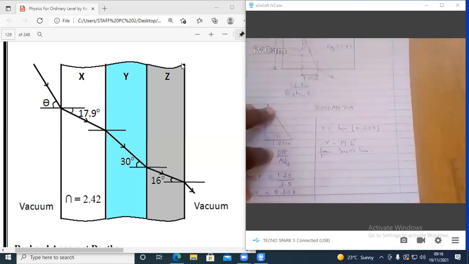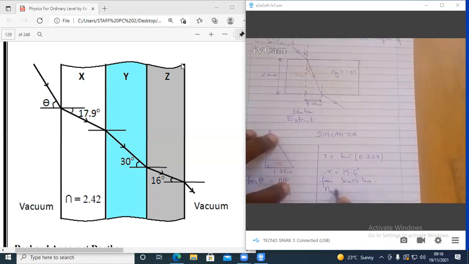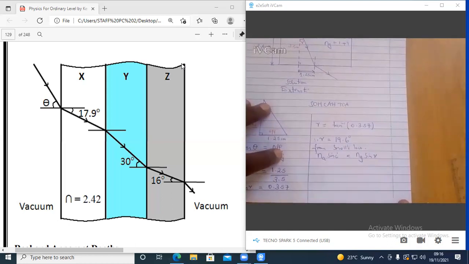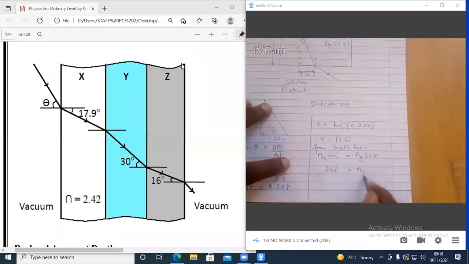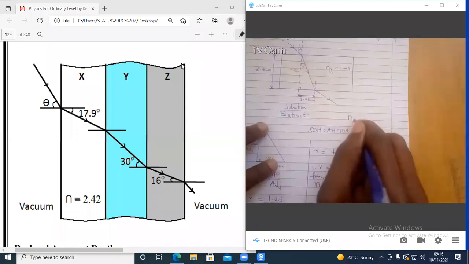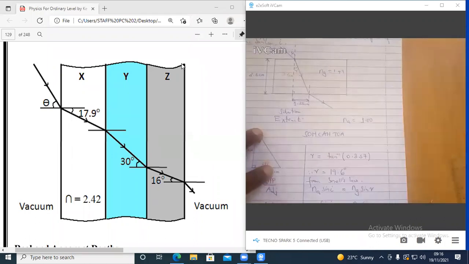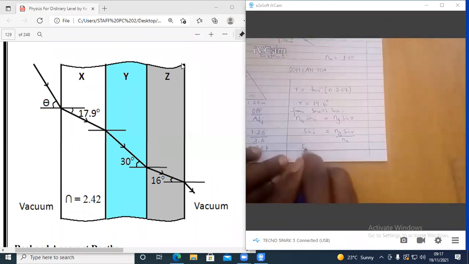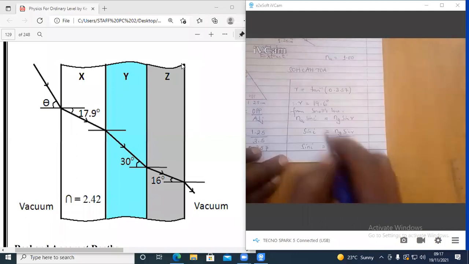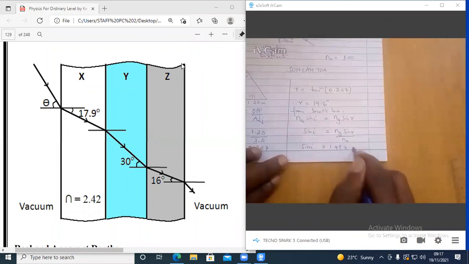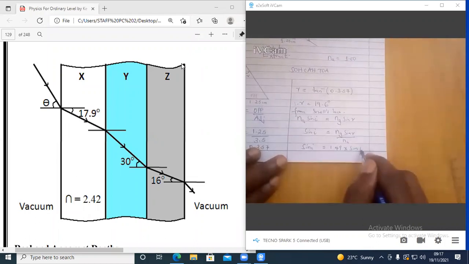From Snell's law, we're going to have refractive index of air, sine I, equals refractive index of the glass, sine R. So what are we looking for? We are looking for sine I, the angle of incidence, so sine I equals refractive index of glass, sine R, over refractive index of air. But we know that refractive index of air is 1.00. So sine I will equal refractive index of glass, which I've said is 1.49, times sine R, which we have got as 19.6 degrees, divided by 1.